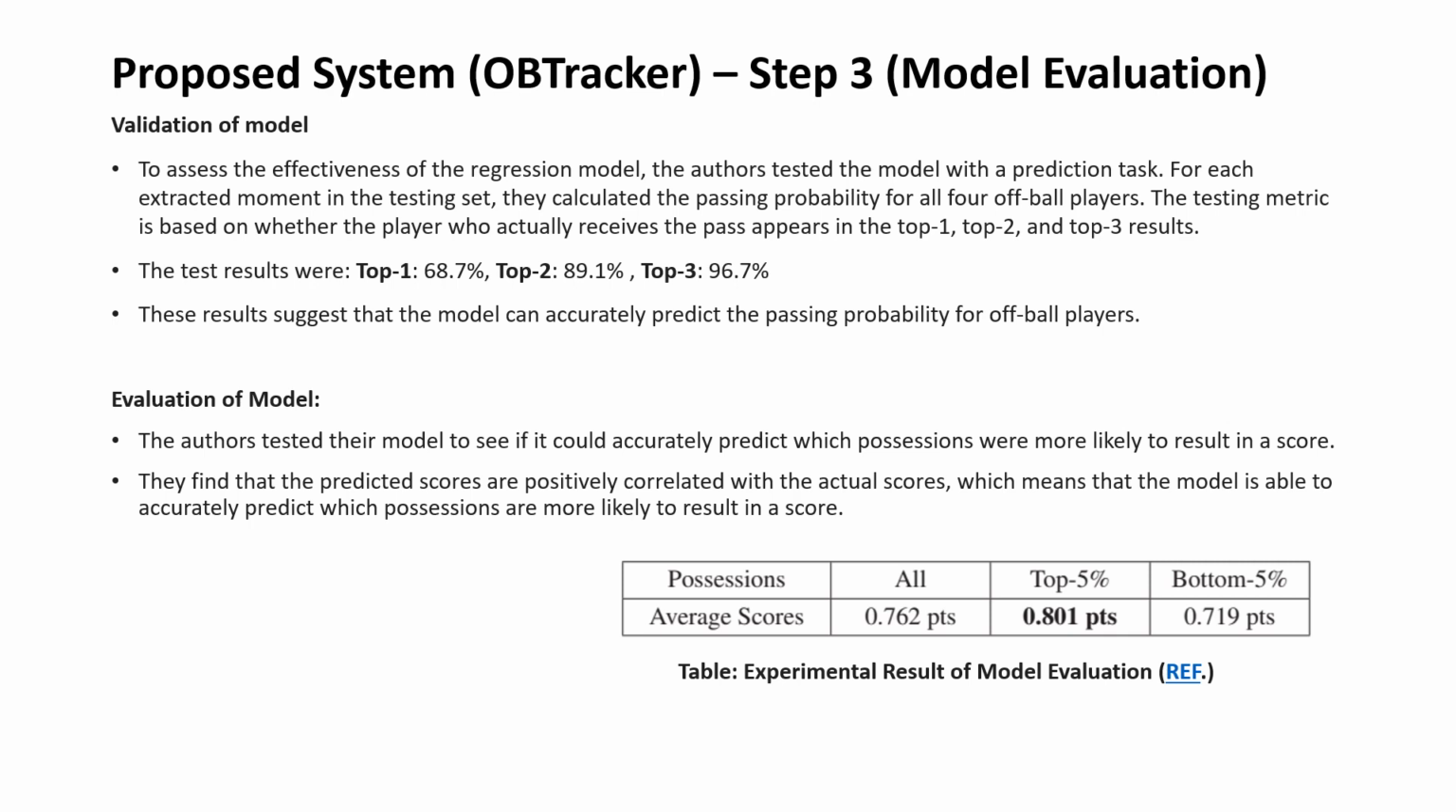Now, the model was evaluated to predict if a possession is likely to score or not. From the result, it can be seen that the top 5% of possessions have good actual scores, which means the model is able to accurately predict which possessions are more likely to result in a score, and hence a good score for a team winning, which is a result of effective off-ball movement.